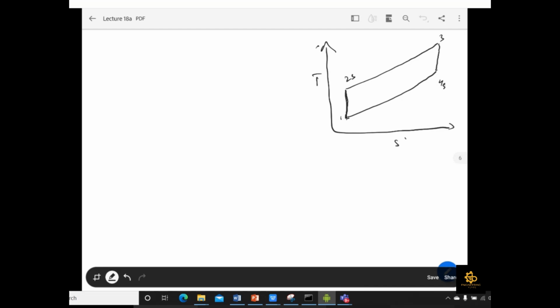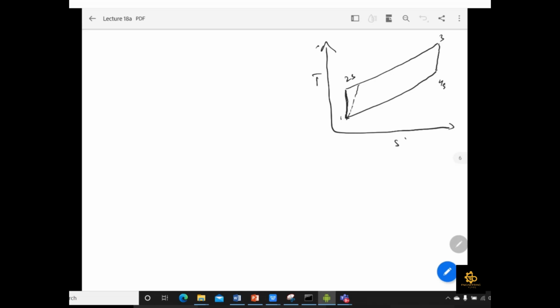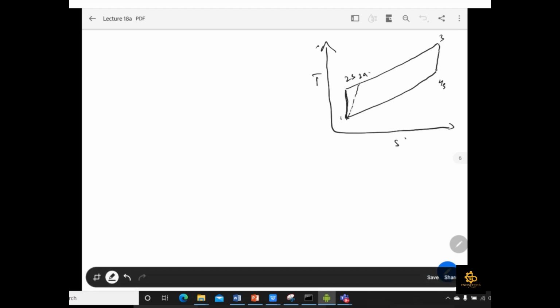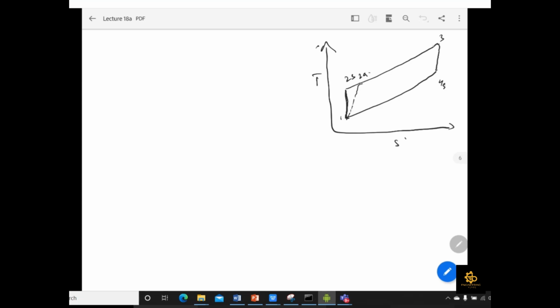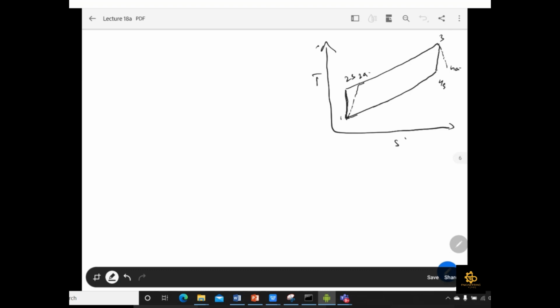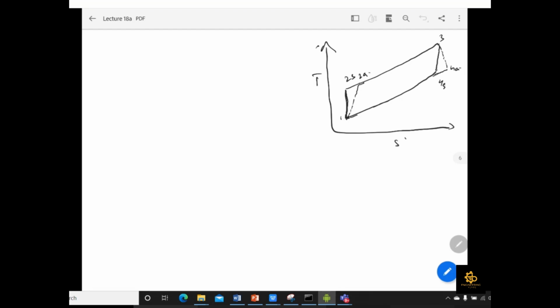We are assuming that there will be isentropic efficiency of your turbine and compressor. So it means that this point will be shifted towards point number 2a, and this point which is previously at point number 3 will be shifted towards point 4a. Whenever there is irreversibility associated with the turbine or the compressor, there will be an increase in entropy. Okay, so this is the TS diagram for your cycle.